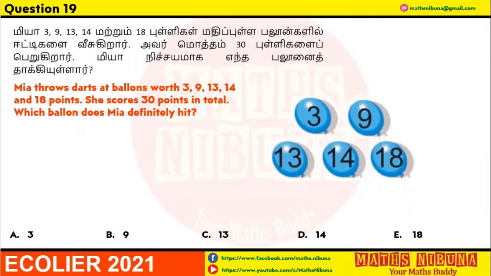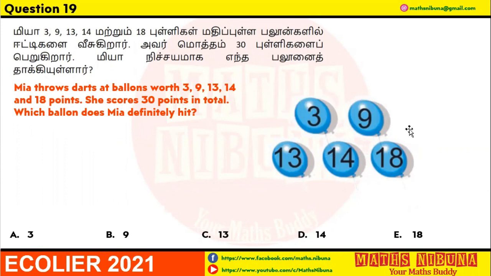Okay, question number 19. Mia throws darts at balloons worth 3, 9, 13, 14, and 18 points. So we have 5 balloons, and each balloon has points. That means when she throws a dart at this balloon, you get 14 points, and so on. She scores 30 points in total.